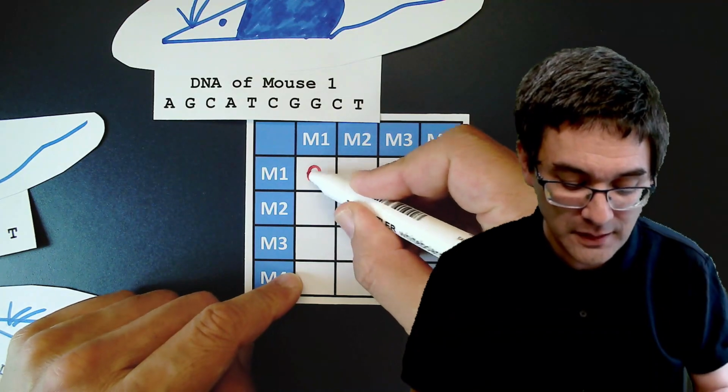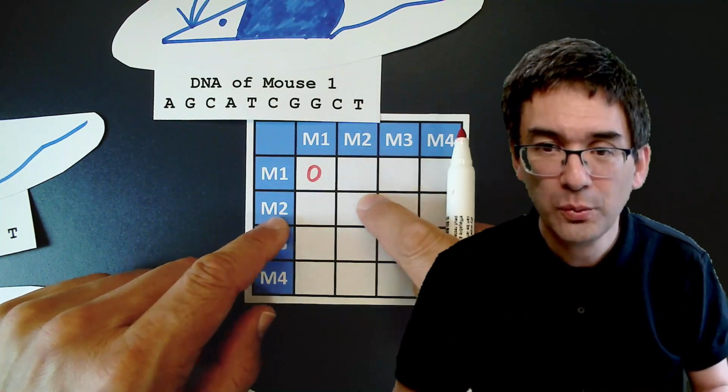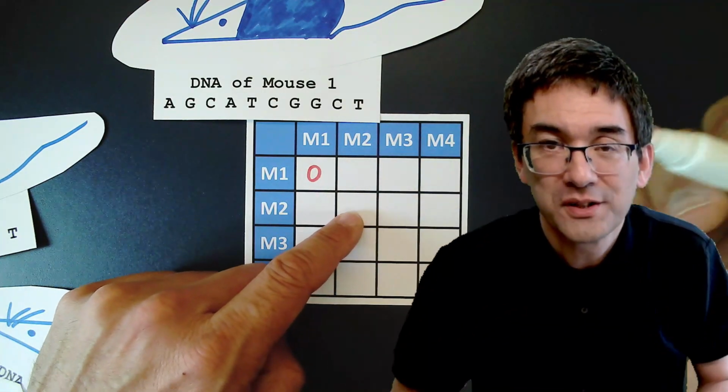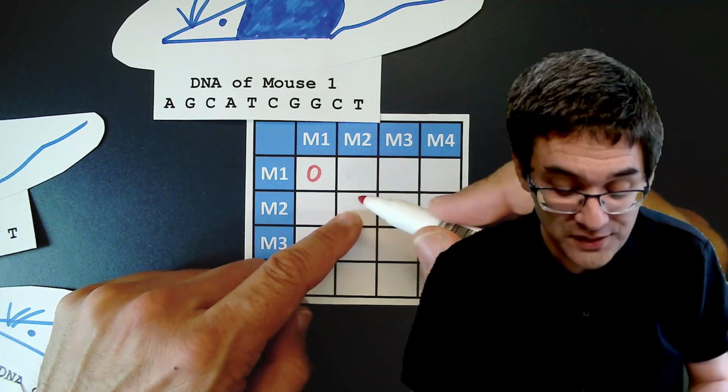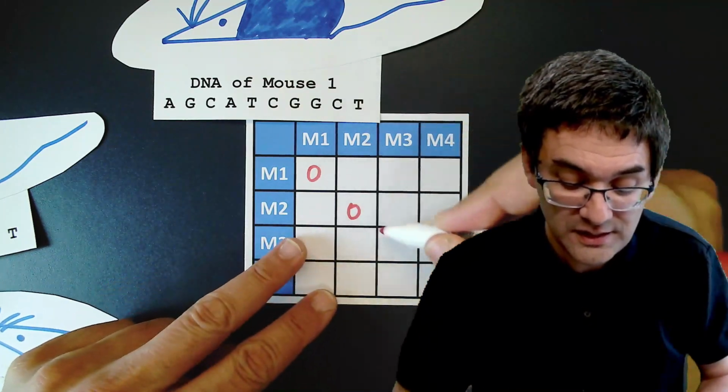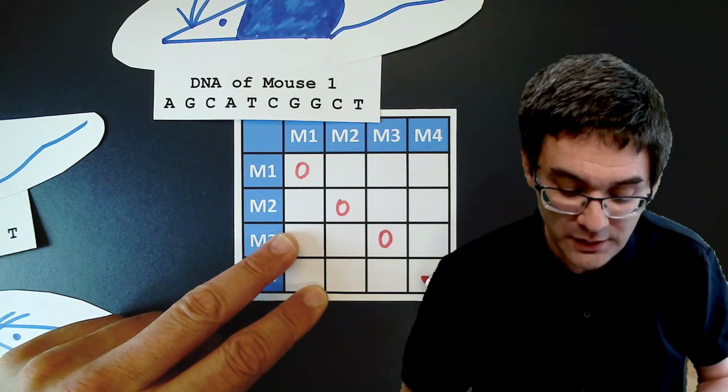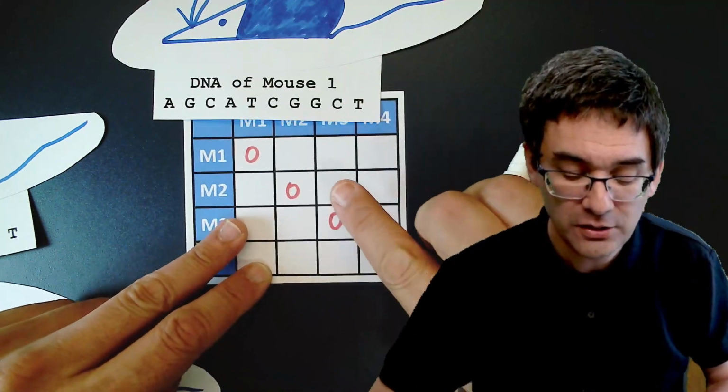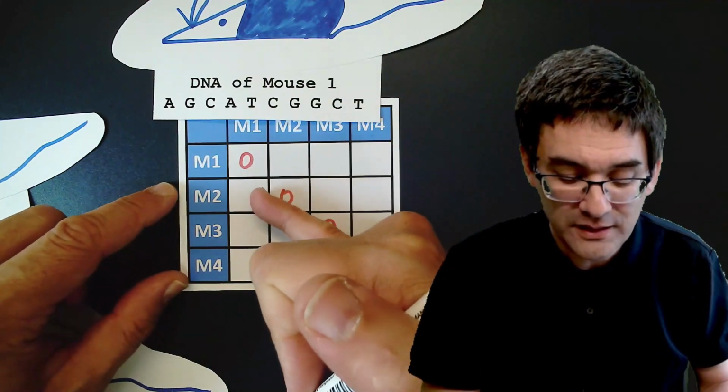And of course, when we compare mouse 2 with itself, it's the same DNA. So there are 0 differences. This is the axis of symmetry, as we call it, because everything that's here on the top is the same as everything that's on the bottom.